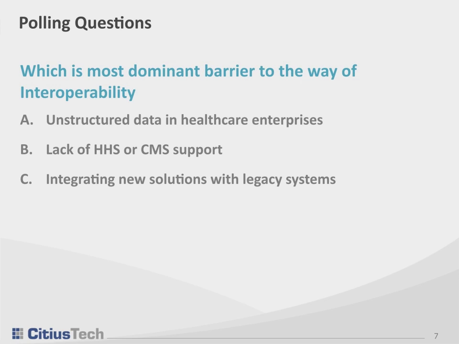That tells us 54% of the people state that unstructured data in healthcare enterprises is the most common barrier. The second, at 41%, state integrating new solutions with legacy systems. Integrating new solutions with legacy systems is something we will probably touch upon today in some ways. Unstructured data is something we are not going to touch upon today, because the rule we are talking about deals with FHIR, and how we embrace it for the future is what we are going to look at.